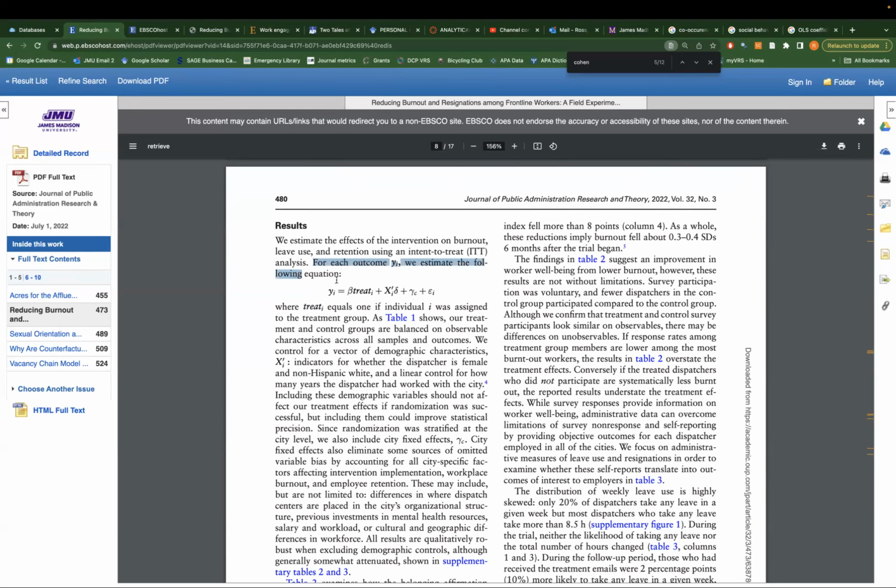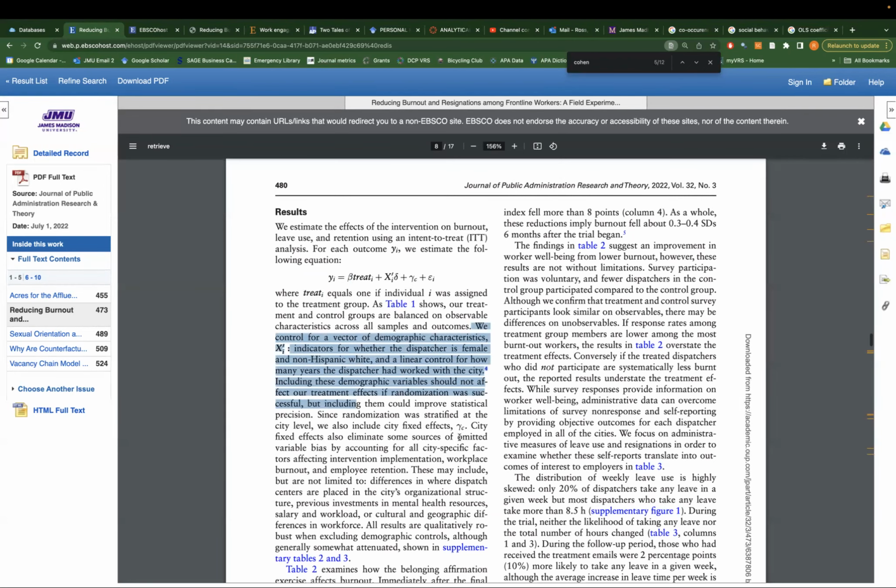So for each outcome, they estimate the following equation. This is your regression coefficient. This means for people who are in the treatment group, how different are they on your outcome variable? This beta weight will give you a number that says, for those who are in the treatment group, this is how much their outcome variable changes compared to those who are in the control group. And they go into more explanation here.